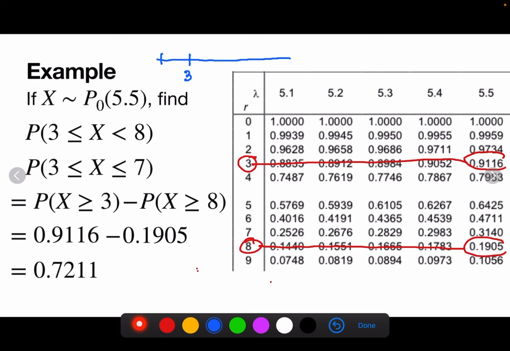If you still don't understand, let's draw a number line. 3 up to what we want. Before 8, what? 8 is not included, which is 7. We want this value. So we take greater than or equal to 3, then minus the number after 7, which is 8. Probability of x greater than or equal to 3 minus probability of x greater than or equal to 8 gives what we want: the probability of x greater than or equal to 3 and x less than or equal to 7.